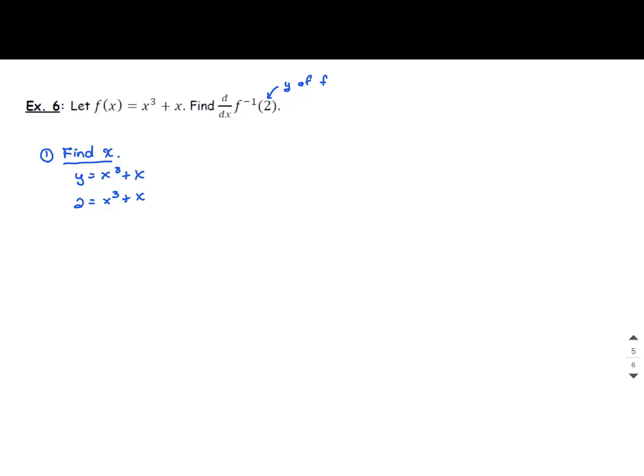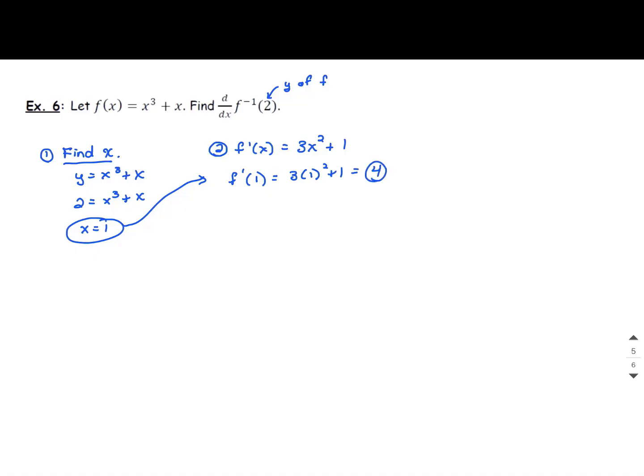So let's see. I think the only number that when I cube it and add it to itself gives me 2 is going to be 1, right? And you can check me on the calculator if you want to graph it or use C poly roots. The next thing we're going to do is find f prime of x. The derivative of x cubed is 3x squared plus the derivative of x, which is 1. Now we're going to take that x value we found and plug it into the derivative. So it's 3 times 1 squared plus 1, which is 4.